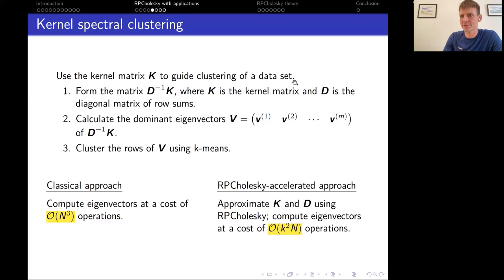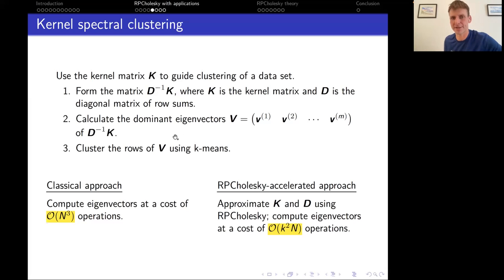And the way that you do it, which has a lot of rich interpretations for stochastic people, is you form the matrix D to the negative 1 K, where K is the kernel matrix and D is the diagonal matrix of row sums. So you make the matrix row stochastic. So it could be interpreted as like a transition matrix, like a hopping matrix for a finite state Markov chain that's hopping around your data from one data point to another.